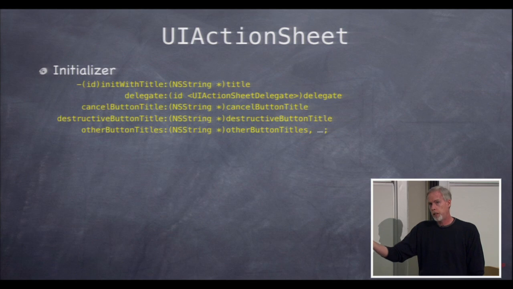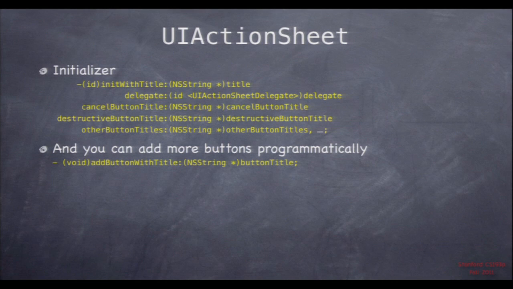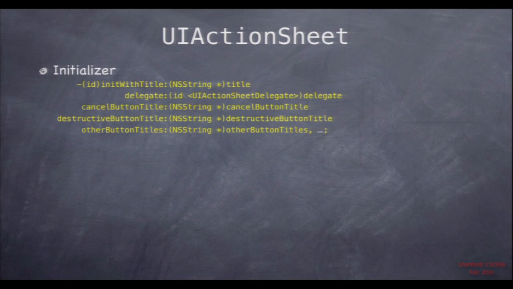It's this comma, ... notation in Objective-C where you can just put as many as you want and end it with nil. All right? So you specify all your buttons in the init usually, but you can also add them with this method, add button with title. Okay, so that's kind of to dynamically add them.